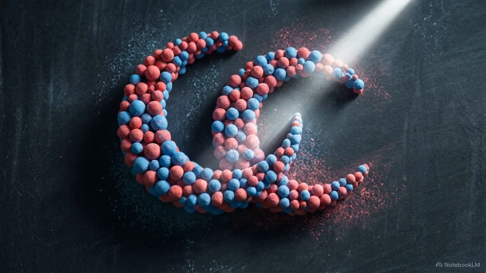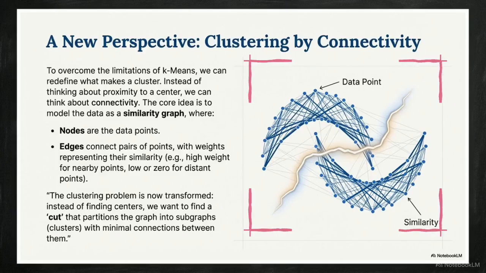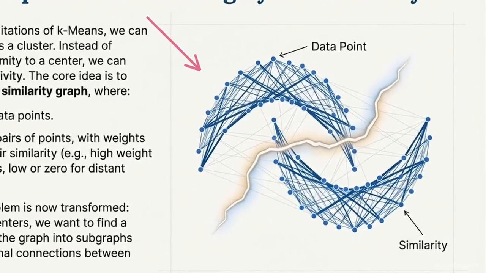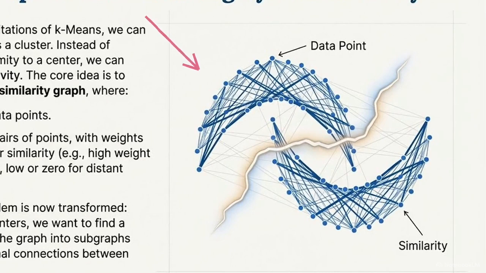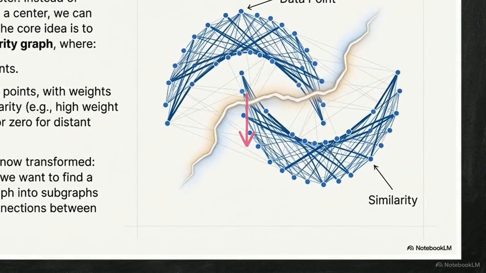To solve the crescent moon problem, we redefine the grouping criteria by focusing on connectivity rather than proximity. This similarity graph shows how spectral clustering approaches the data. It models the points as nodes in a network, tied together by weighted edges representing their similarity. Points are connected to their neighbors, creating a web of relationships.